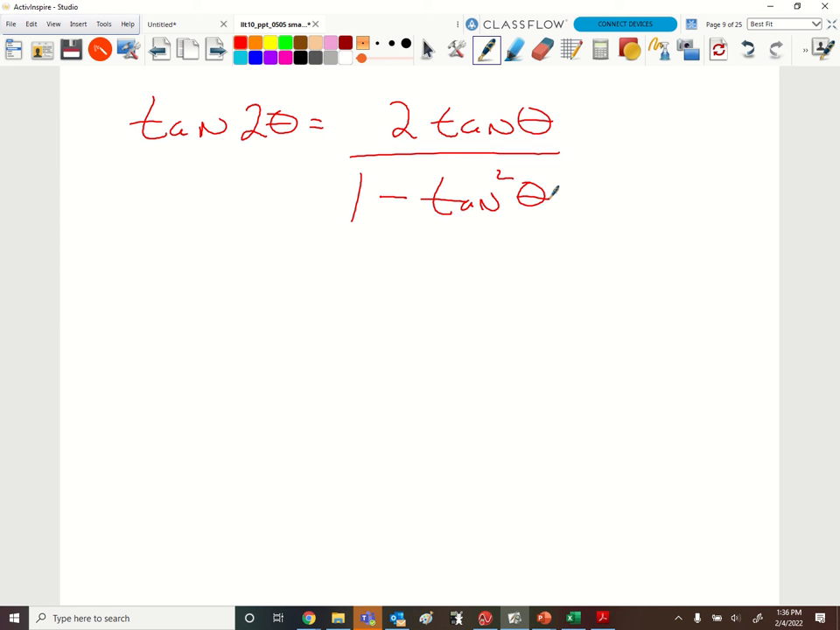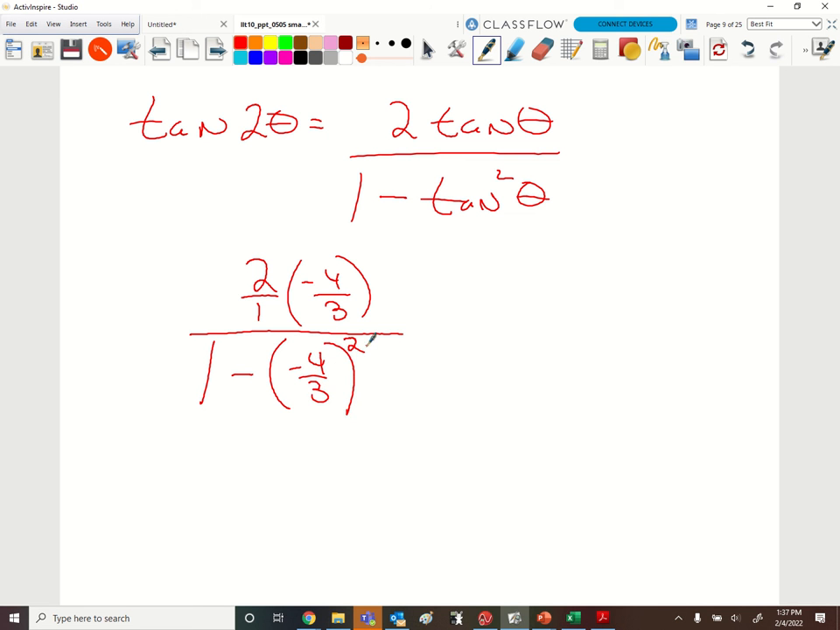And this 2 out front, that's a whole 2, isn't it? It's a whole 2 and nothing but the 2. Tangent is y over x. My y value was? -4. My x is? And that's the top, isn't it? Okay. And the bottom is going to be 1 minus tangent, which is my -4 over 3, squared.